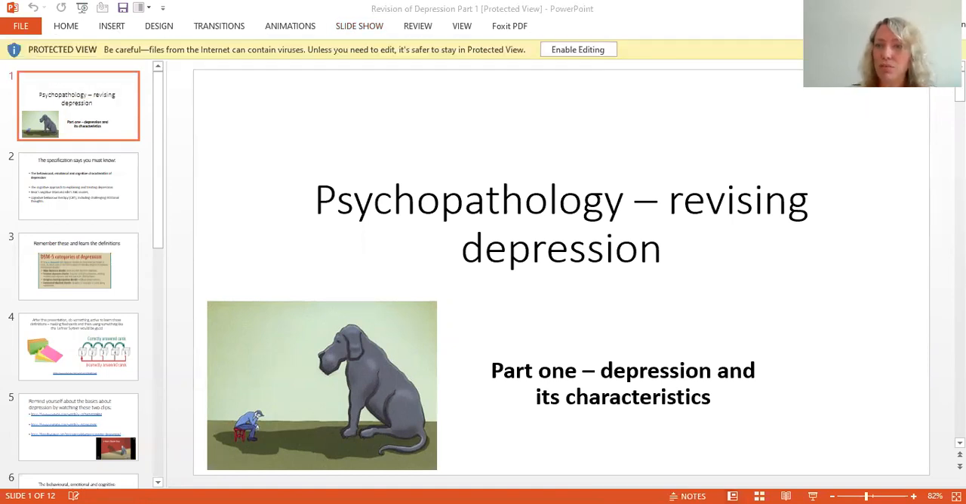And then in part two, we'll come to the cognitive approach to explaining depression and the cognitive approach to treating depression. Okay, so let's start off. I've put the image there of the black dog of depression because that might be a phrase that you are familiar with, and this idea of it being overwhelming and all-consuming and very black, very dark.